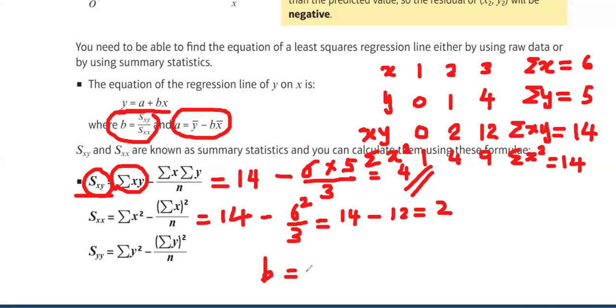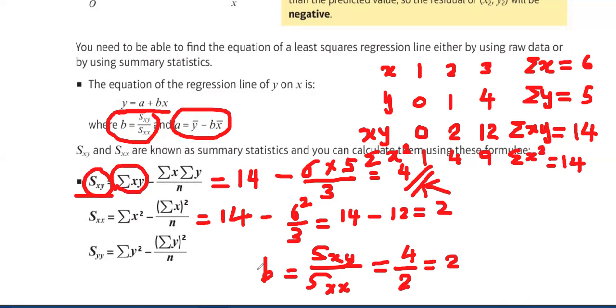What is the meaning of b? b equals sxy divided by sxx. We already found sxy is 4, and sxx equals 2. Therefore, b is 2. Very easy. After finding b equals 2, we can find a using these two.